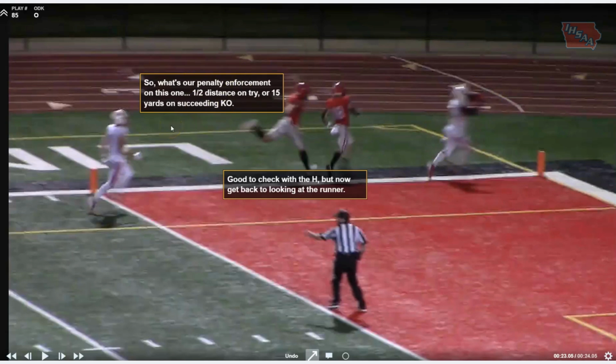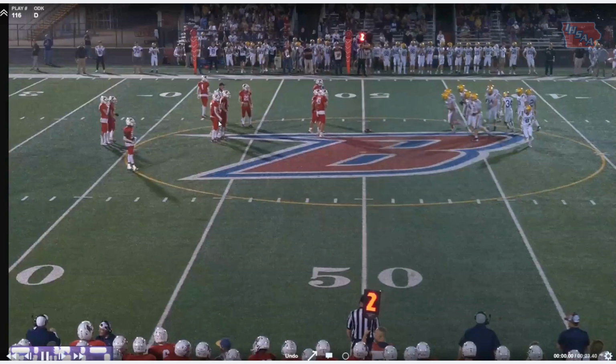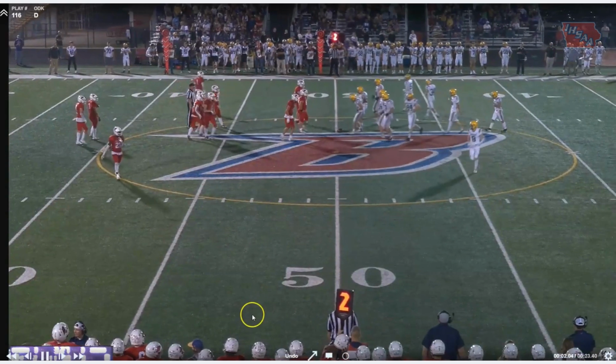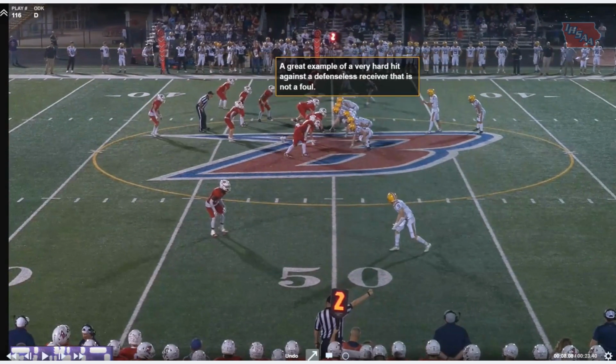This is a foul by the non-scoring team. So our basic spot is going to be the end of the run. That is, we had a touchdown. So it's by the non-scoring team. So we can enforce that half the distance on the try or 15 yards on the succeeding kickoff. Usually they want it on the kickoff, but you always want to give a quick check.